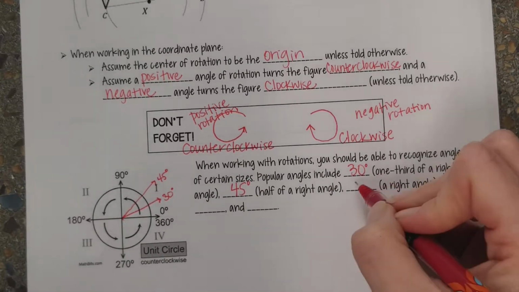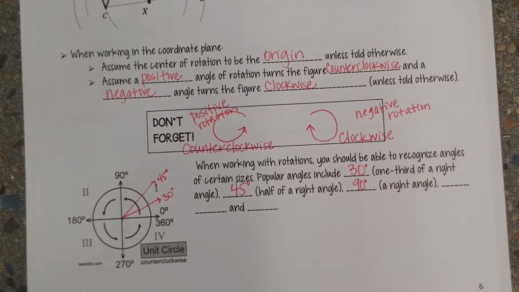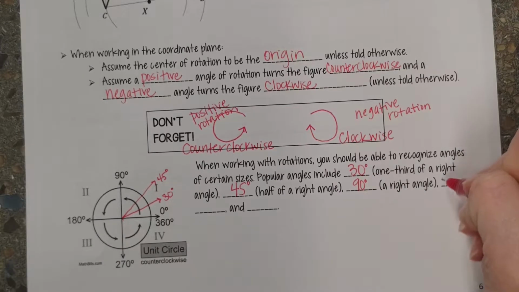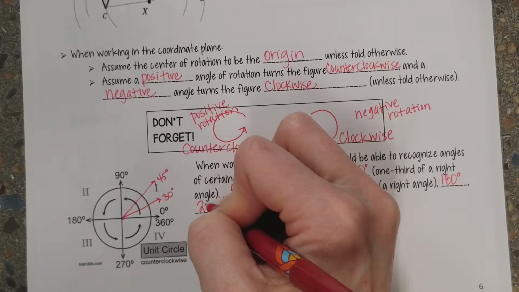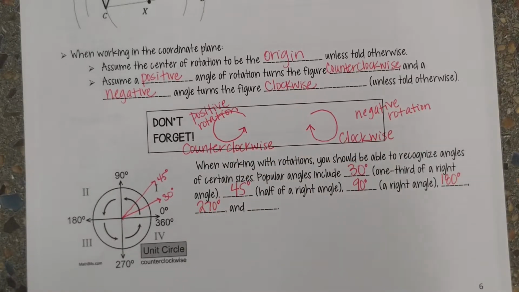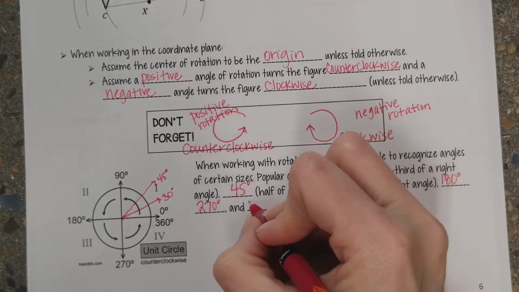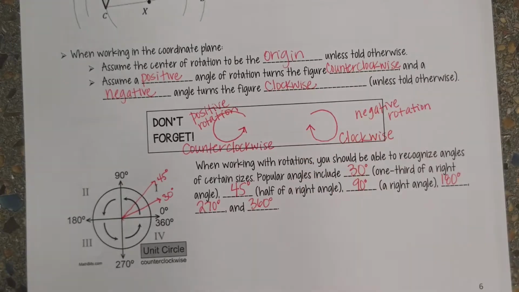A right angle, which is 90 degrees. Then some other ones: 180 degrees, which is a straight line; 270 degrees, which is three quarters of a turn; and 360 degrees, which is a complete full rotation right back to where you started.